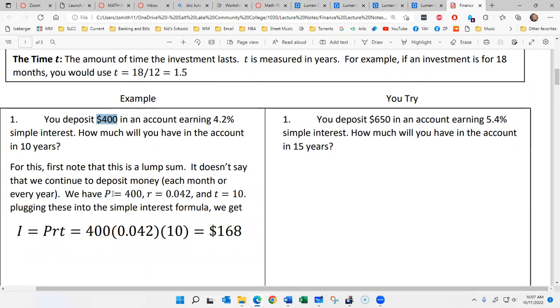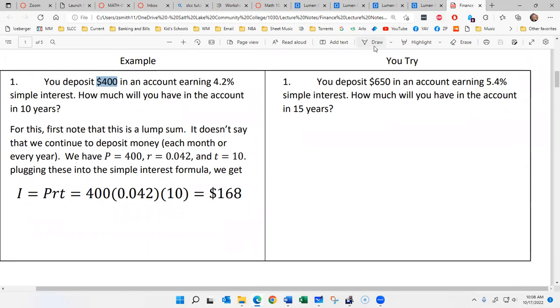Okay, so we have P equals 400. R, we convert the 4.2% to 0.042. And T is 10 years, so T equals 10. We plug it into the formula, calculator, we make $168. If we wanted to find out how much money is in the account after 10 years, then we could work out the final amount, A equals P plus I. Just add the interest back to the original amount.